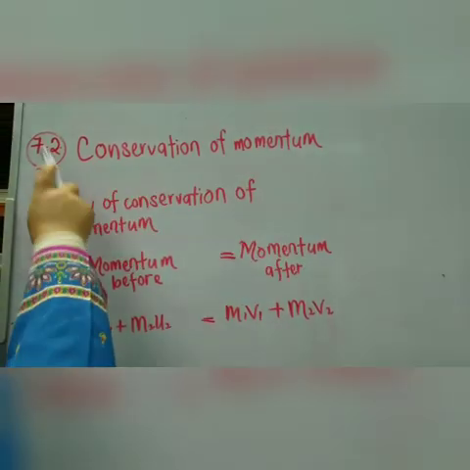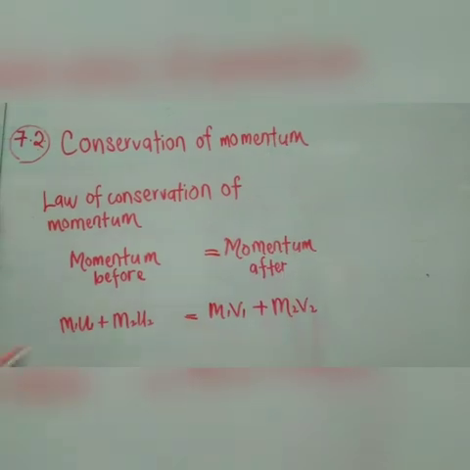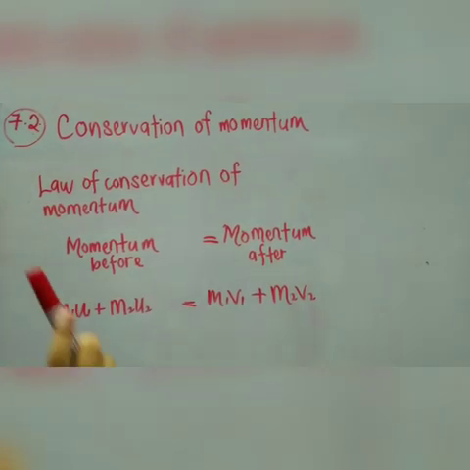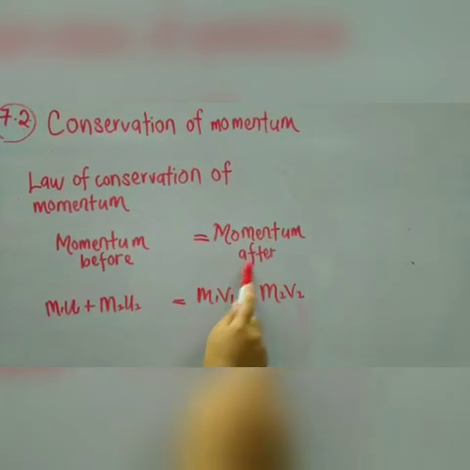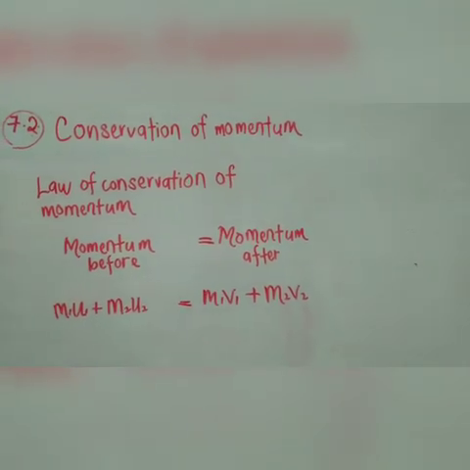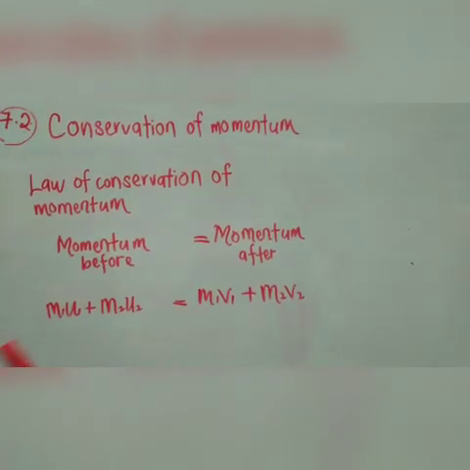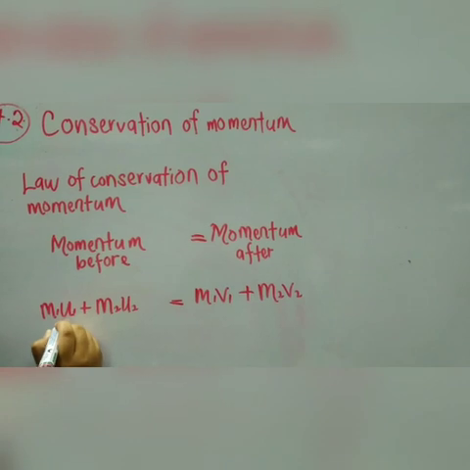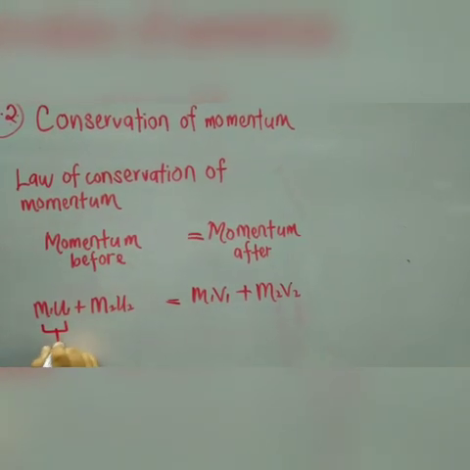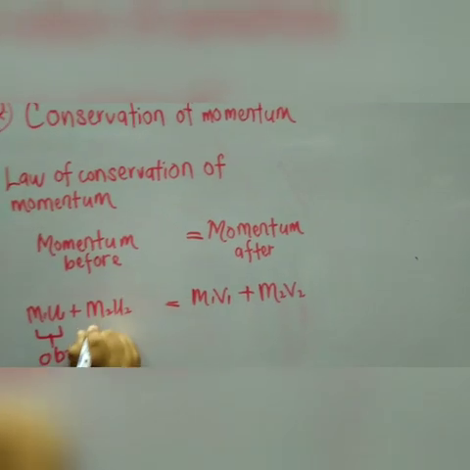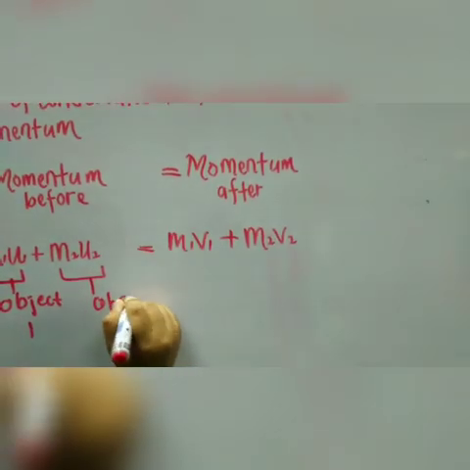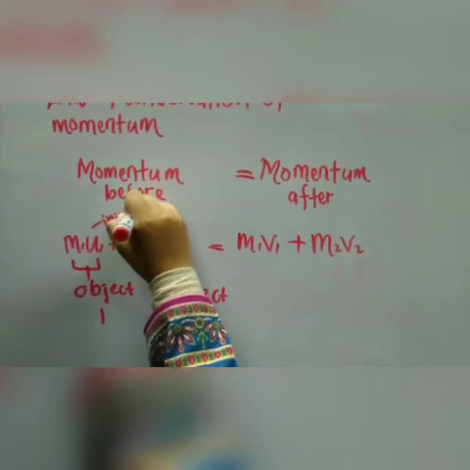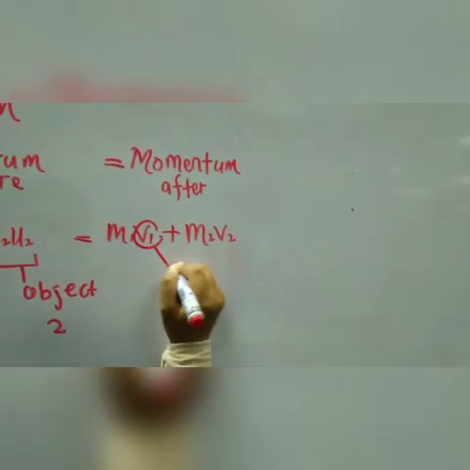Next, we will learn about conservation of momentum. First of all, the law of conservation of momentum states that the total momentum before equals the total momentum after, as long as no net force is applied to the object. The equation is m1 u1 for object 1 and m2 u2 for object 2, where u is the initial velocity and v is the final velocity.